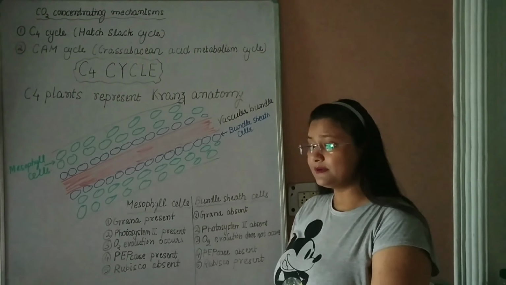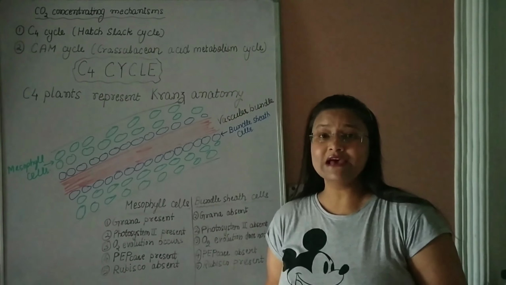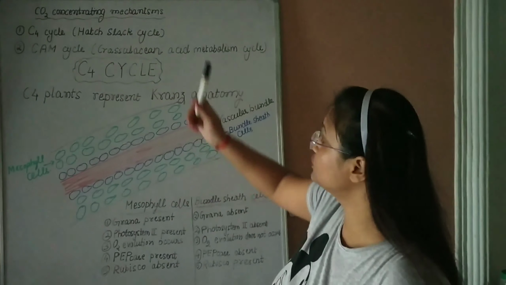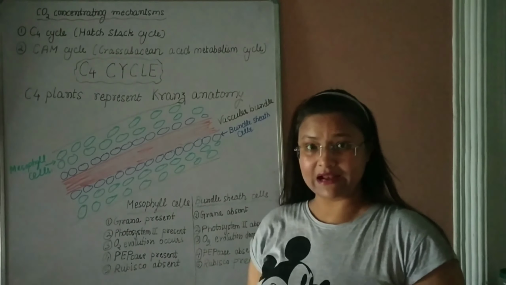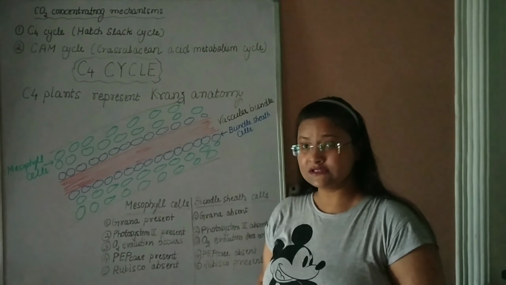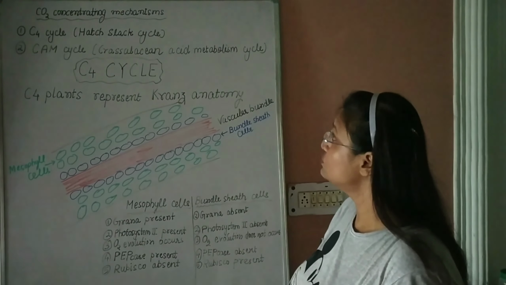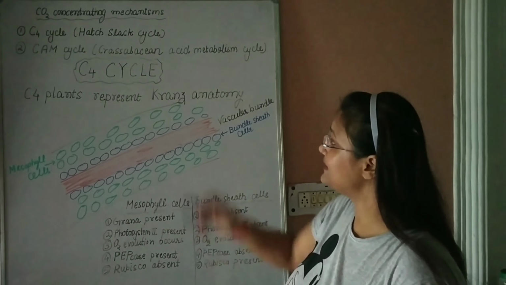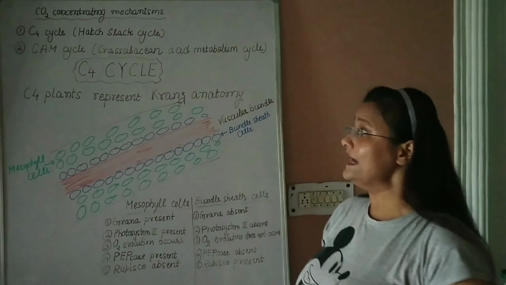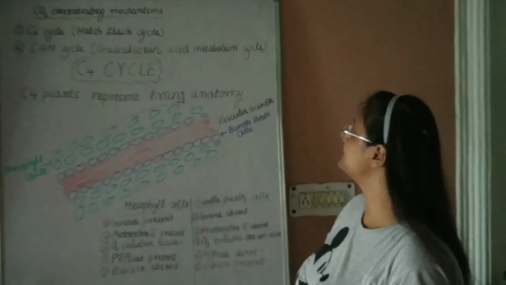So in order to compensate, in order to get rid of that carbon loss, some plants have developed some special mechanisms. Those are known as CO2 concentrating mechanisms, carbon dioxide concentrating mechanisms, so that the 10% carbon loss the plant doesn't have to incur. Two such mechanisms are C4 cycle, which operates in C4 plants. This cycle is also known as Hatch-Slack cycle, and another mechanism is CAM cycle, crassulacean acid metabolism cycle.